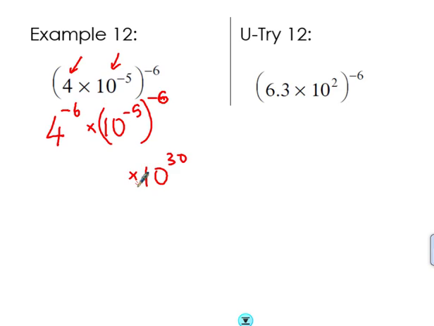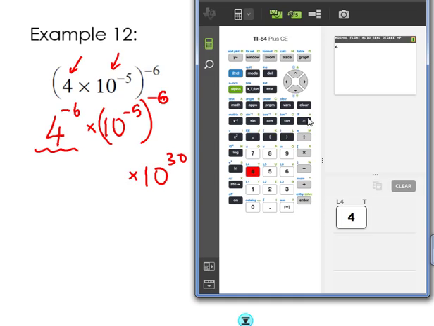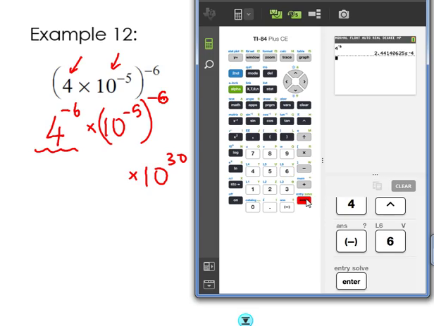And we are going to evaluate 4 to the negative 6th power. Whenever we are trying to calculate 4 to the negative 6th power, we're going to use the exponent button on the calculator. Go ahead and put the 4, and then exponent button is the hat shape button under clear. So we will raise to the power, and in this case we are raising to the power of negative 6, and you should see that on your screen as well. And when you hit enter, you should get your answer.